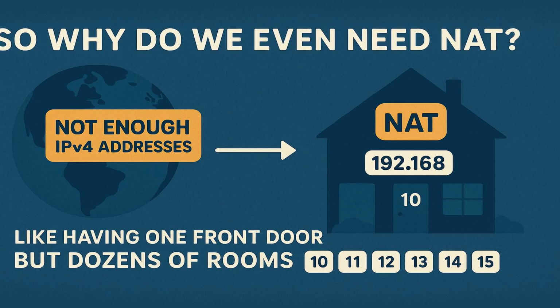Well, here's the deal. There just aren't enough IPv4 addresses to go around. Every device on the internet needs one, but we're talking billions of gadgets. NAT steps in as a clever workaround, letting private networks reuse a set of internal IP addresses and share a single public one. It's like having one front door but dozens of rooms inside.